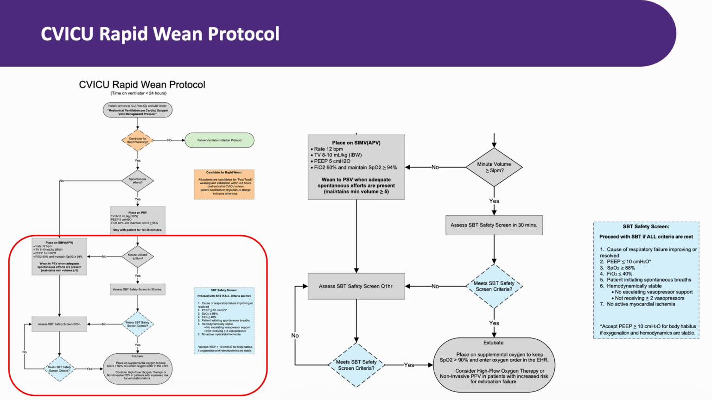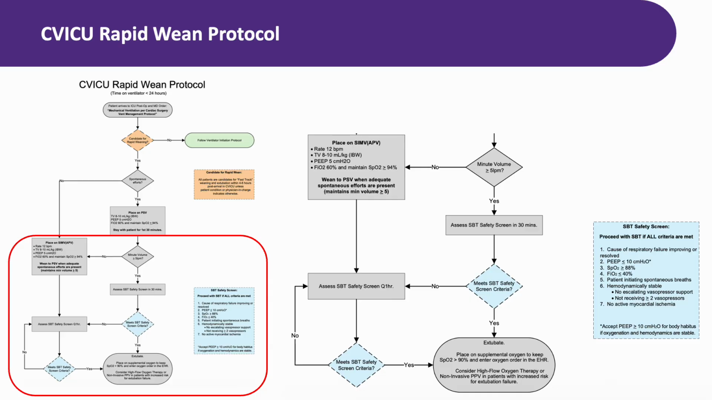If the patient arrives spontaneously breathing and you place them on pressure support initially, you assess for extubation readiness within 30 minutes, just like the post-op protocol. If the patient was on a set rate mode first and you transition to pressure support, you assess every hour until they meet the criteria. The assessment schedule is the same as what we covered in the post-op rapid wean.